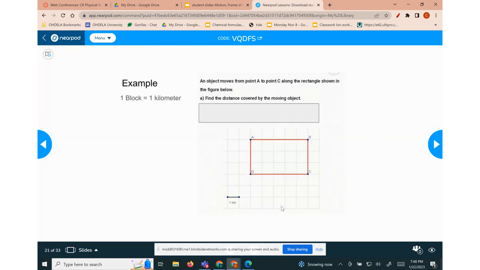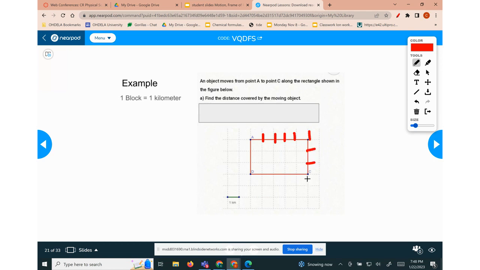Okay, let's do some practice here. Find the distance, and each one of these blocks is 1 kilometer, from A to C. So there's 1 kilometer, 2 kilometers, 3, 4, 5, 6, 7, 8. So this is 8 kilometers. And because I'm using this legend here, the legend here is kilometers. So that's why I'm using that.